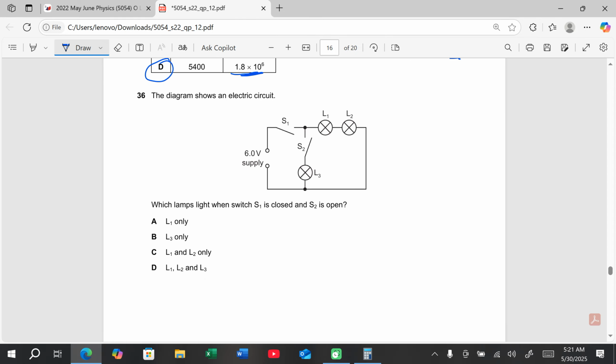The diagram shows the electrical circuit. Which lamp lights when the switch S1 is closed and S2 is open? S2 is open, so this is not going to get on. These two will be switched on, so L1 and L2 are going to light up.